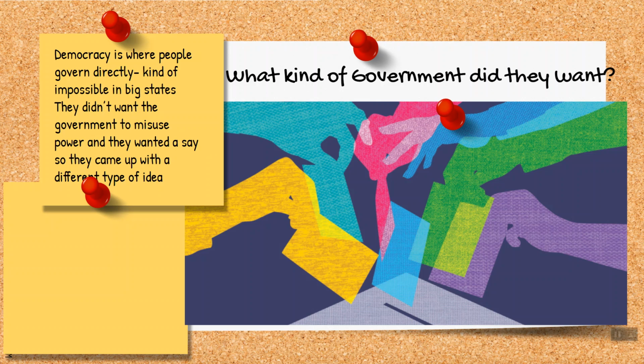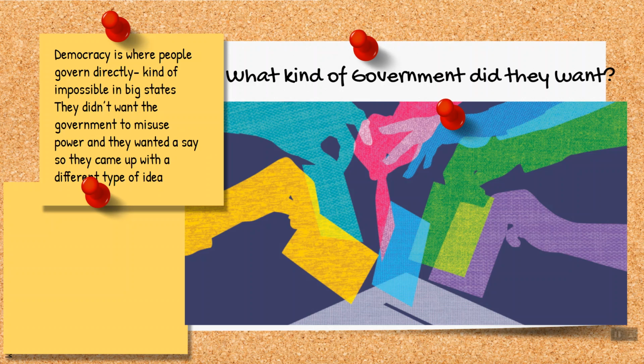How can you get every citizen of the United States or every citizen of Salt Lake City or every citizen of West Valley into one place to govern? You just can't do that. So it was just really quite impossible in big states. Okay, so that's kind of why we're not really a democracy.